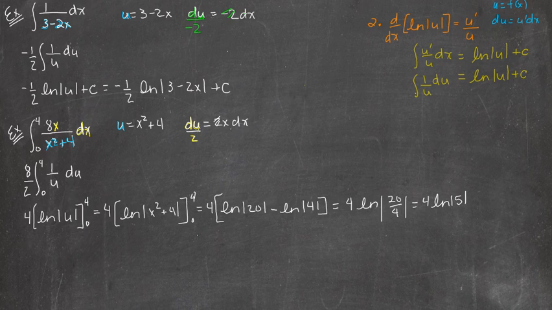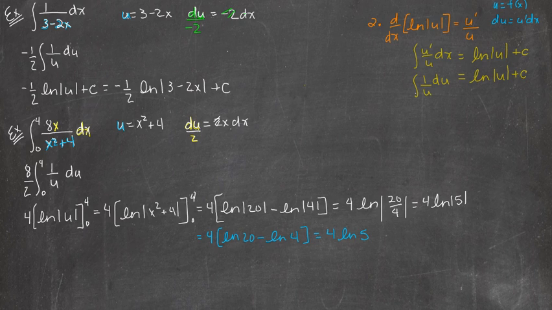I could have started here and written 4 times the natural log of 20 minus the natural log of 4, which equals 4 times the natural log of 5, and been done with it. I was just being super careful to show that absolute value is something that you have to constantly be thinking about when you're dealing with log functions because of the nature of log functions and the restrictions on the domain. So that's the end of the line with these relatively simple substitutions.